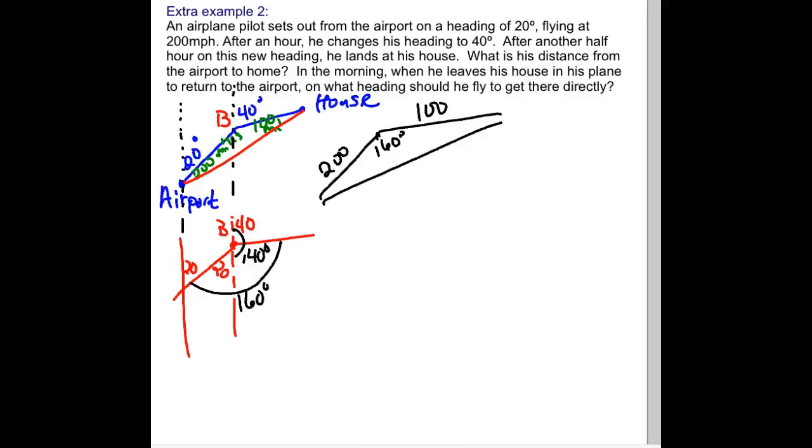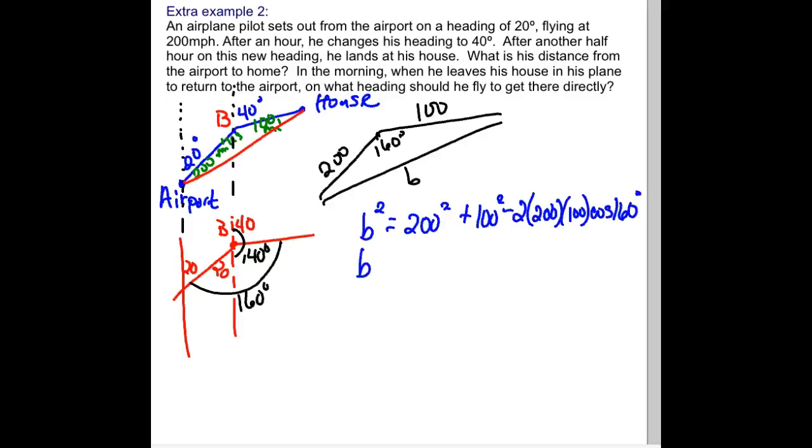Okay, so we can find this length that would be called B in this situation since I labeled that angle B. And we're going to use our law of cosines again since we have side angle side. So B squared would equal the two sides squared, so 200 squared plus 100 squared minus 2 times the product of the two sides and the cosine of our 160 degree angle. So to get B, we would have to square root that.